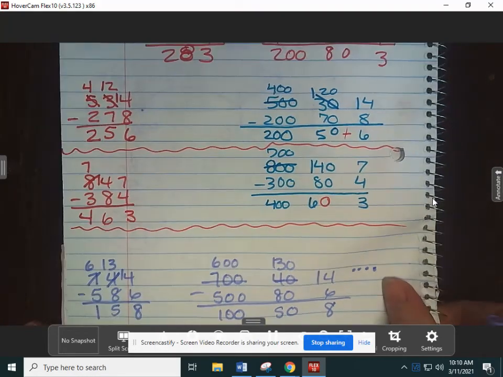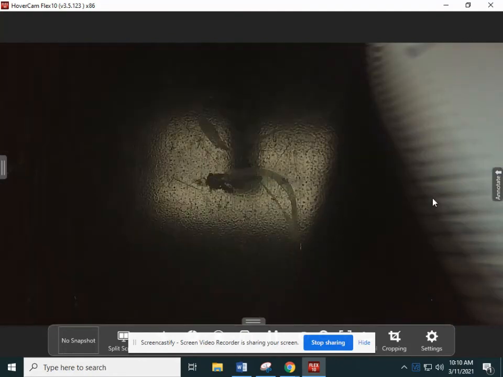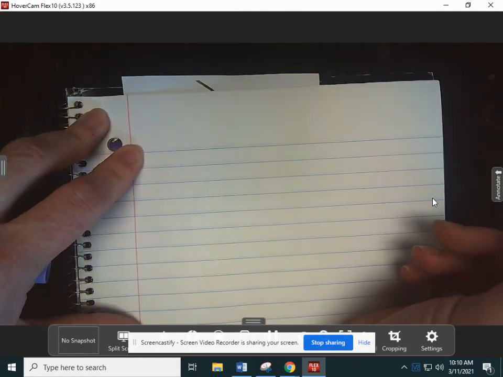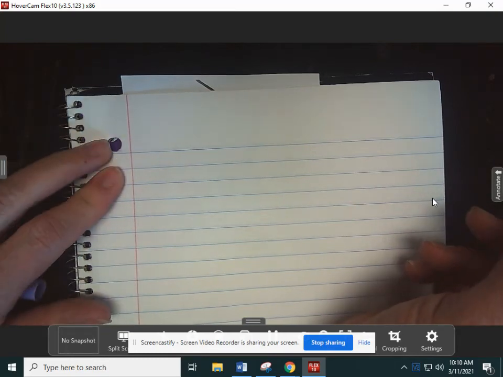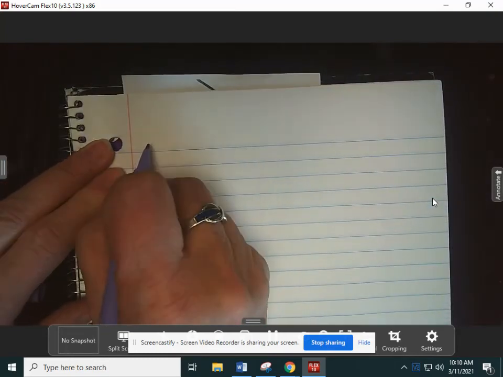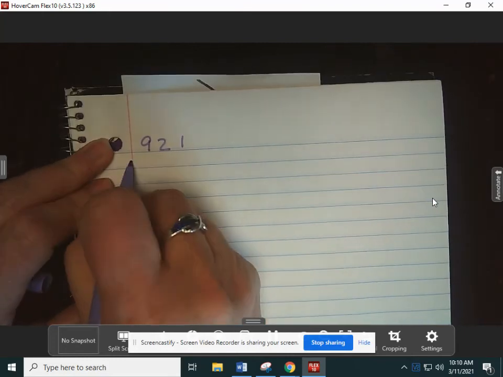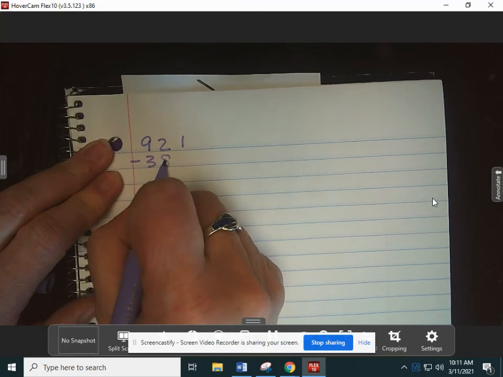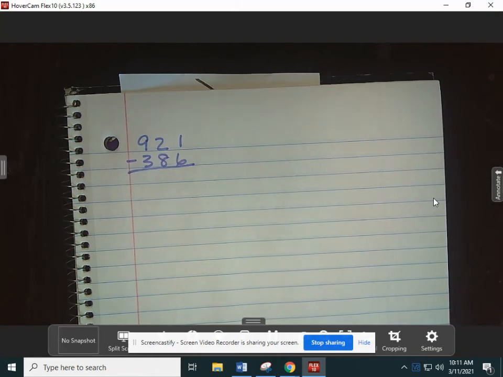I'm going to flip my paper and you're going to practice one more and then we're getting into our workbook. I'm still doing 3-digit and you will be getting larger numbers starting next time. So here we go. 921 minus 386. There you go. Work that through. There's going to be some silent time again.